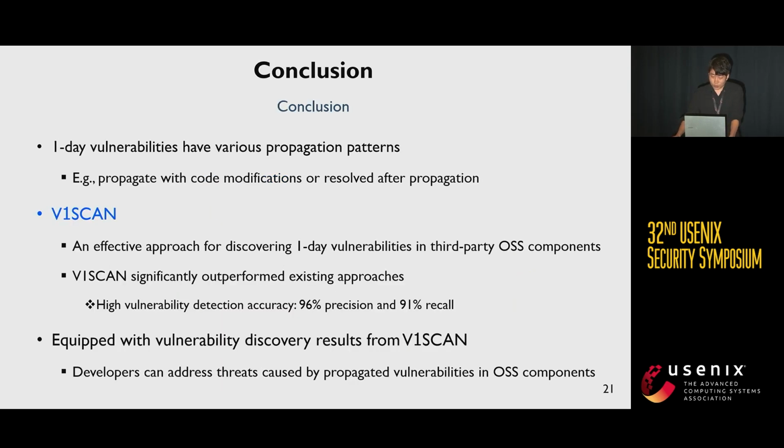Okay, so this is the conclusion. One-day vulnerabilities have various propagation patterns. For example, they can propagate with code modifications, or they can be resolved after propagation. So to effectively discover such one-day vulnerabilities in third-party components, we present V1SCAN. And V1SCAN can outperform existing approaches. With the help of V1SCAN, developers can address the potential threats caused by the propagated vulnerabilities in third-party components.